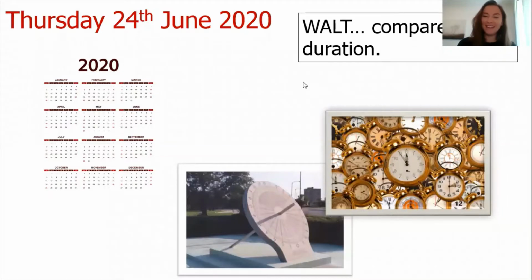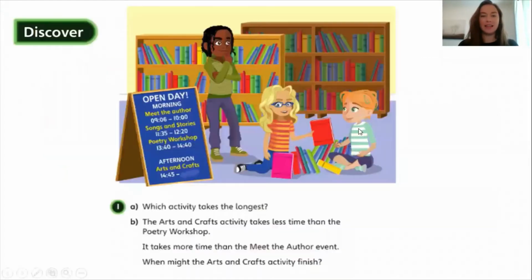Good morning, Year 3. In today's maths lesson, we're going to be comparing the duration of events. Remember from yesterday that the duration is how long something lasts. Let's get started on our Discover problem.